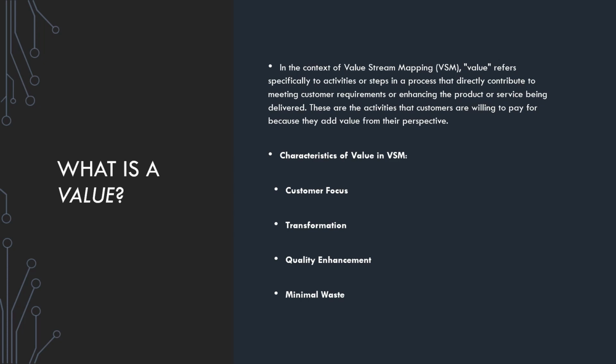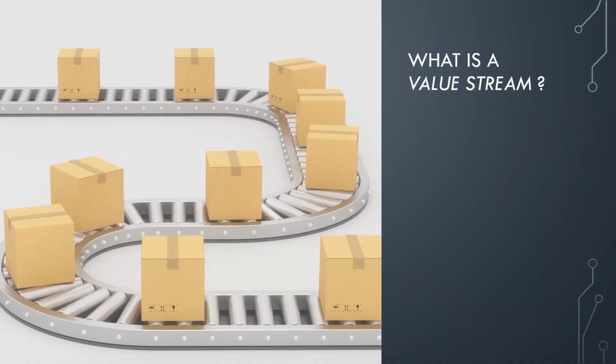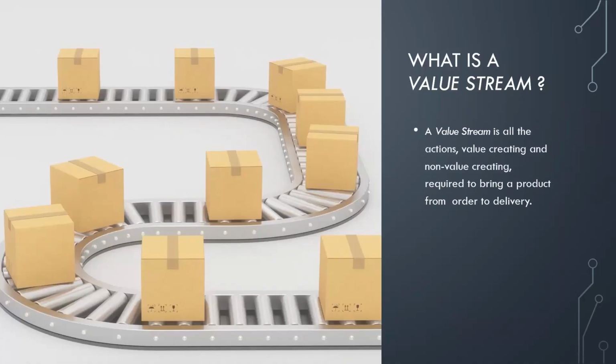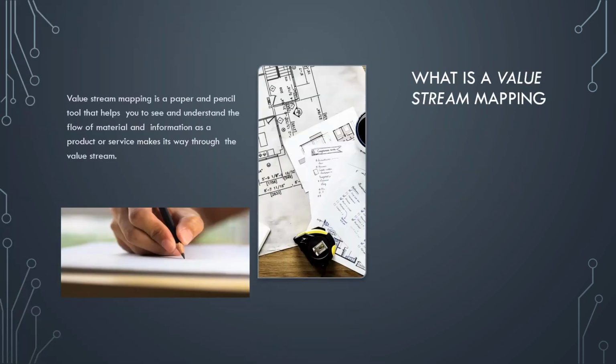A value stream is all the actions, value creating and non-value creating, required to bring a product from order to delivery. Value stream mapping is a paper and pencil tool that helps you to see and understand the flow of material and information as a product or service makes its way through the value stream.